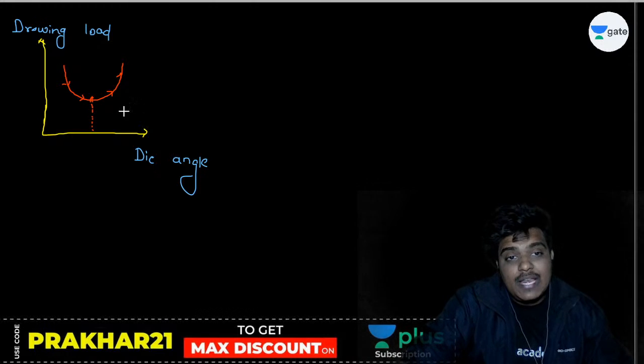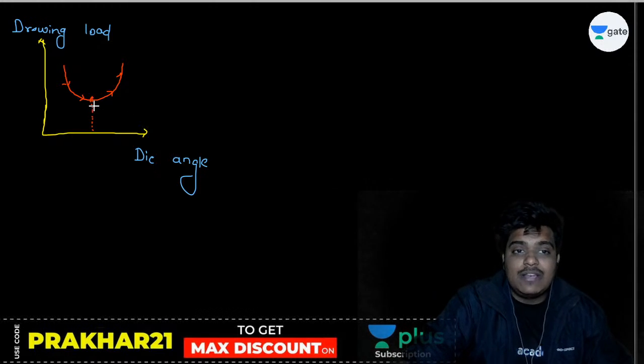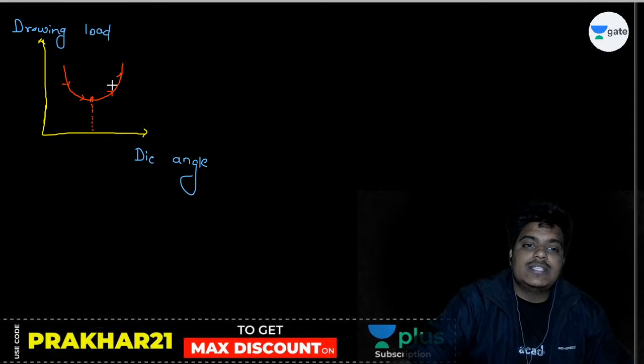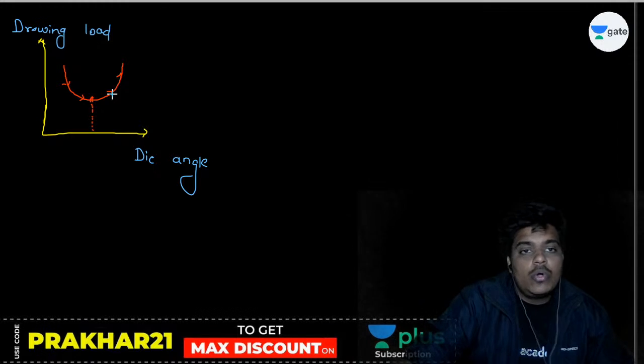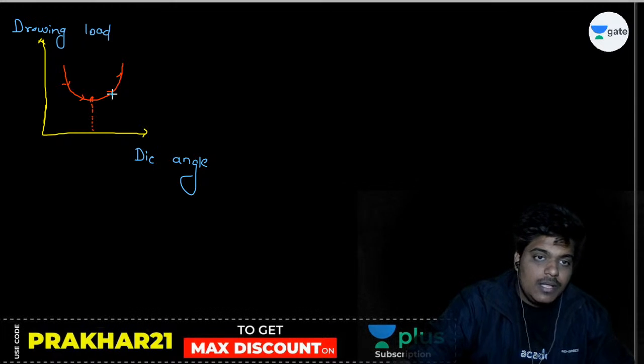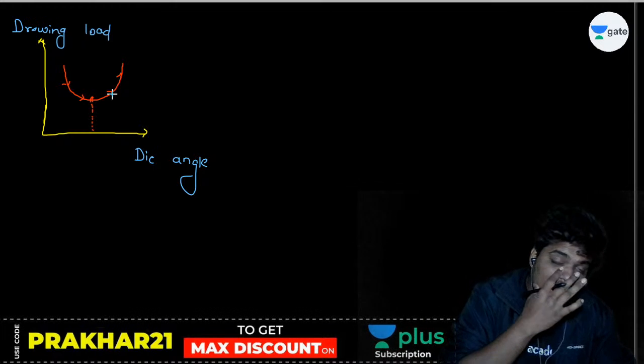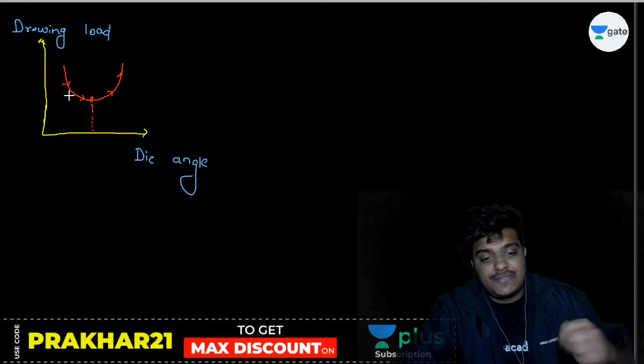But if we increase the die angle beyond a certain value, the drawing load increases. If we decrease the die angle below a certain value, the drawing load increases. Is it clear to all of you? This is very important for you to understand. This graph is very important.